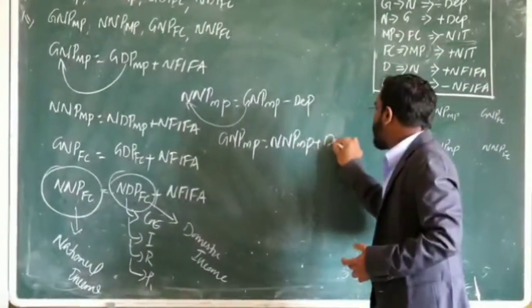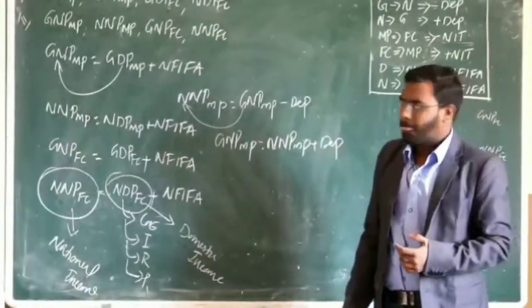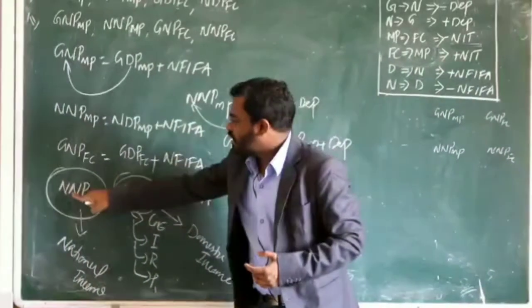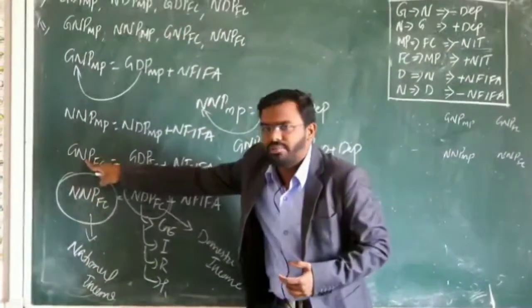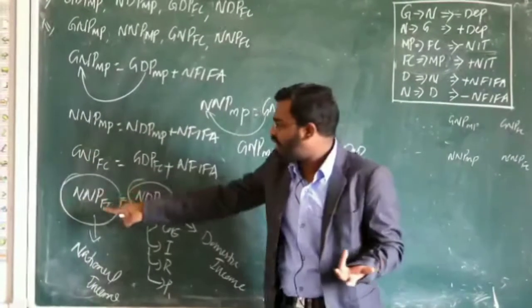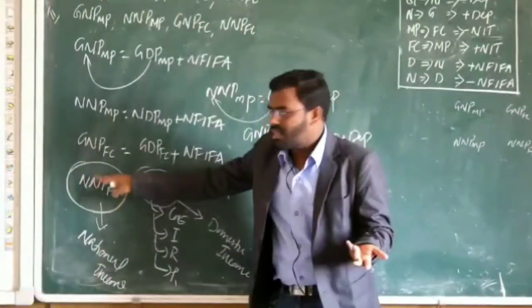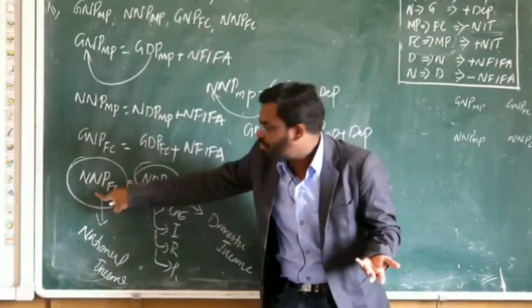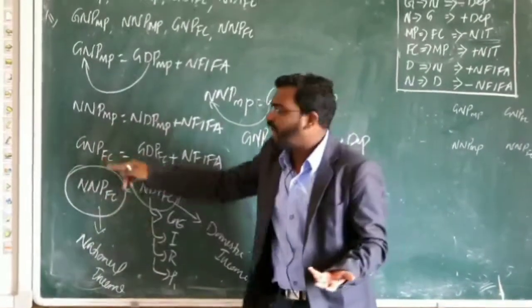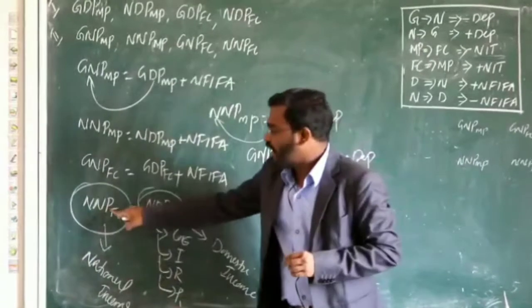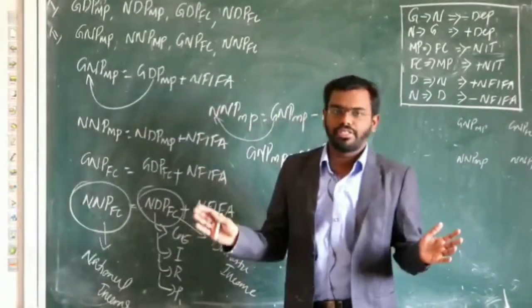NNP-MP plus depreciation. Next one, this NNP-FC we can calculate from GNP-FC. How? GNP-FC minus depreciation. Then GNP-FC we can calculate from NNP-FC by adding depreciation, that is NNP-FC plus depreciation.